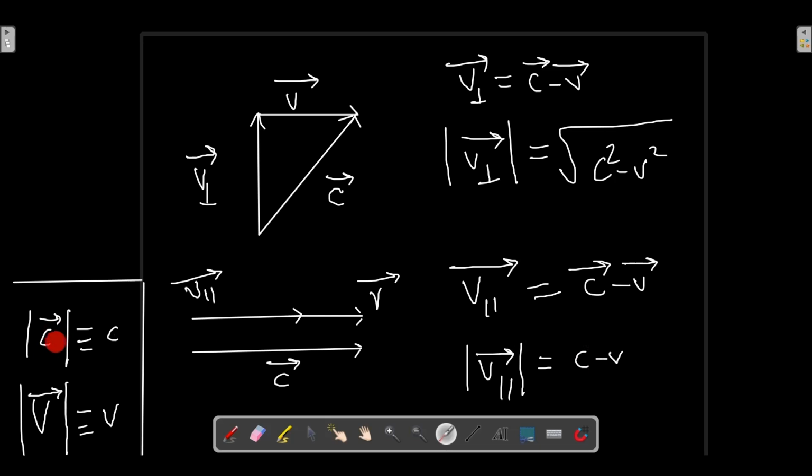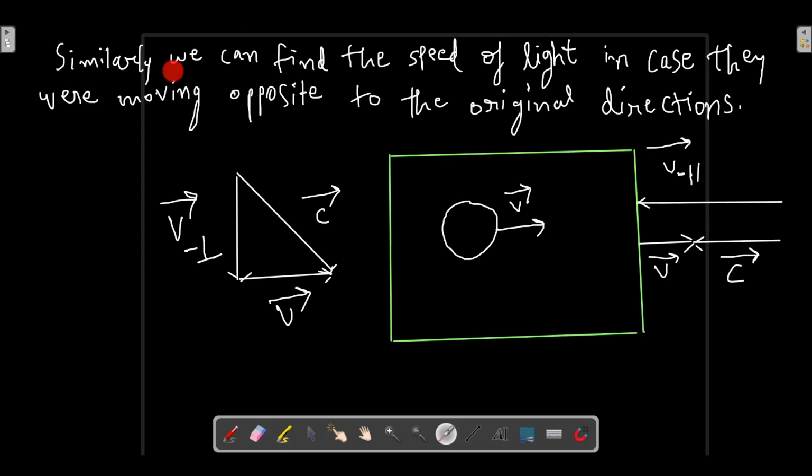Now over here C vector's magnitude has been written as C, and V vector's magnitude has been written simply as V. This is a very common notation, and you are all aware of it. Similarly, we can find the speed of light in case they were directed opposite.